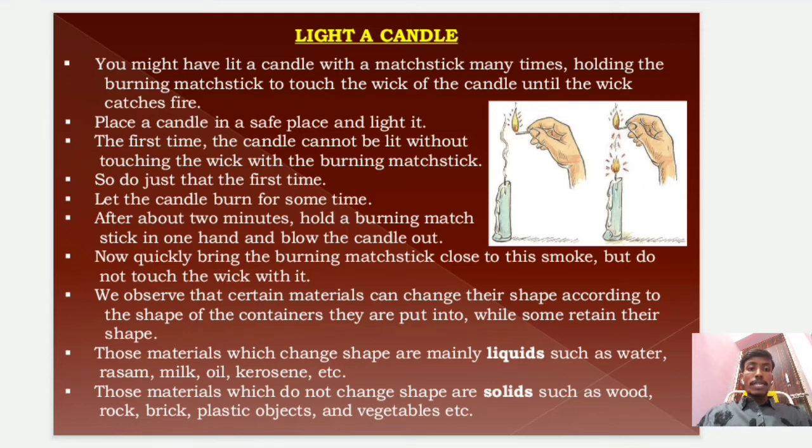So we observe that some materials change their shape according to the shape of their containers. Those materials which change shape are mainly liquids such as water, rasam, milk, oil, kerosene, etc. Those materials which do not change shape are solids such as wood, rock, brick, plastic objects and vegetables. So in this activity we know that the wick keeps burning the candle.